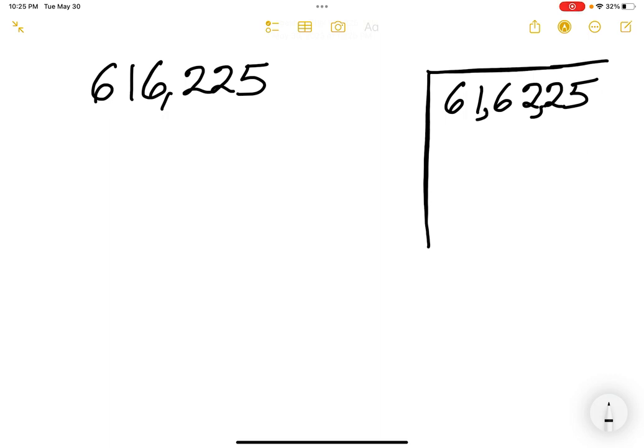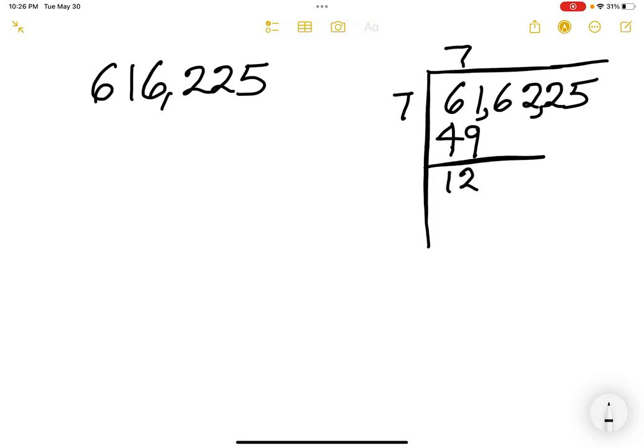Now what do we do? We simply look for a number that when we multiply it by itself gives us 61. We're looking at this first two now. So 7 times 7 is 49, 8 times 8 is 64. So the nearest is 49, which is 7 times 7. Note that 8 times 8 is 64, which is greater than 61. That's why we're using 7 times 7, which is 49. 61 minus 49, we have 12.